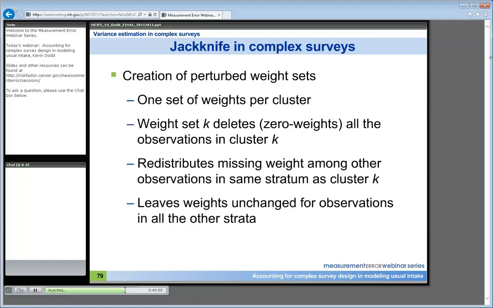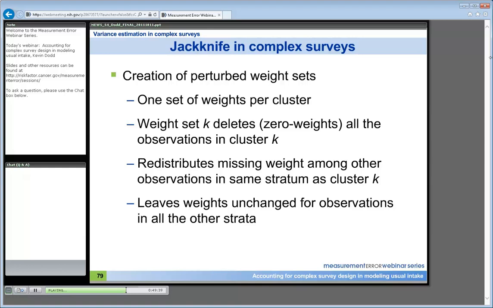And the main idea of the Jackknife is to operate on only a few clusters at a time. So the kth weight set, here we'll say we have capital K clusters and index from 1 up to capital K, and we'll use a little k to indicate the indexing. So the kth weight set, when you go to construct it, deletes or assigns 0 weight to all the observations in cluster k. Now, when you've done this, you end up losing a chunk of weight because cluster k is no longer in your sample.